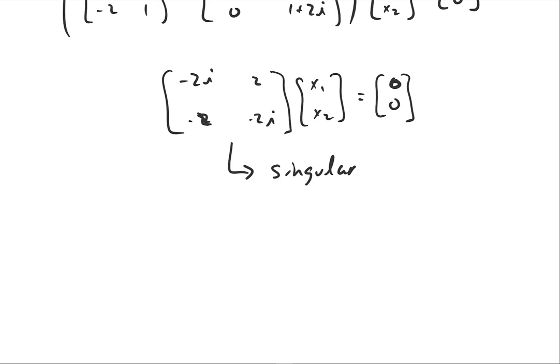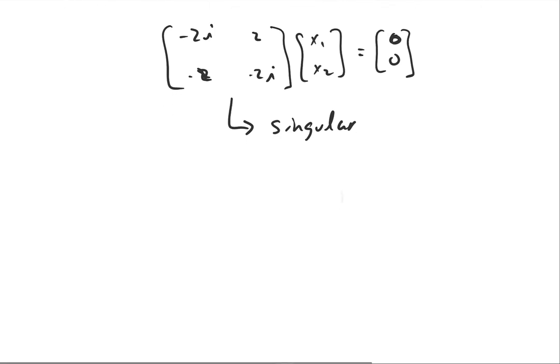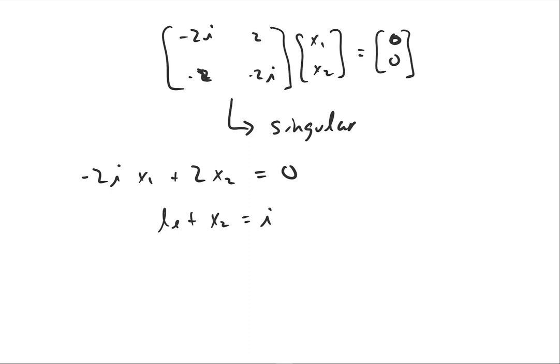So one way to think about this is, let's just solve the equation minus 2i x1 plus 2 x2 is equal to 0. And now we just need to think for a minute about how to solve this equation. X2 is our free variable, so we make an assumption about x2. And if I were to just let x2 equal i, then my equation would be minus 2i x1 plus 2i equals 0. And this tells me that x1 is equal to 1.